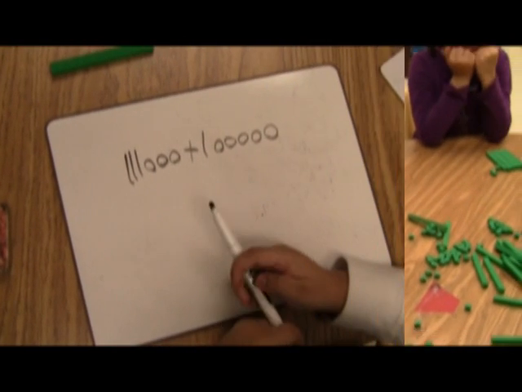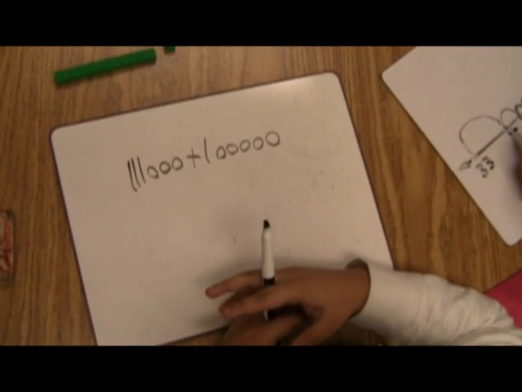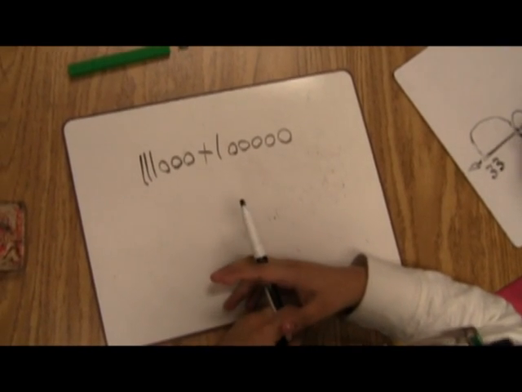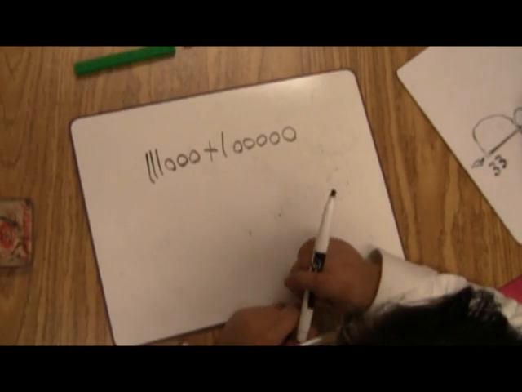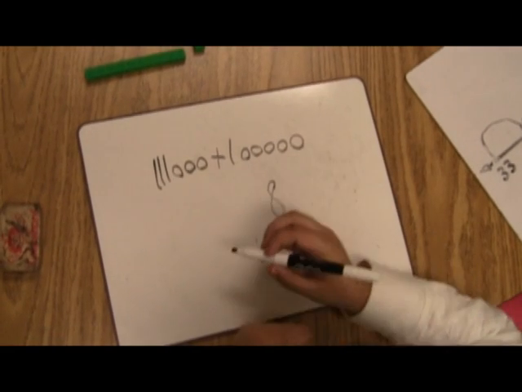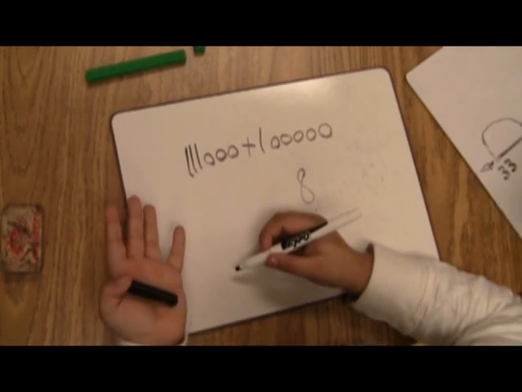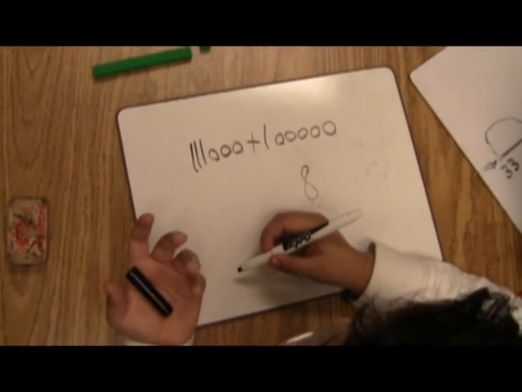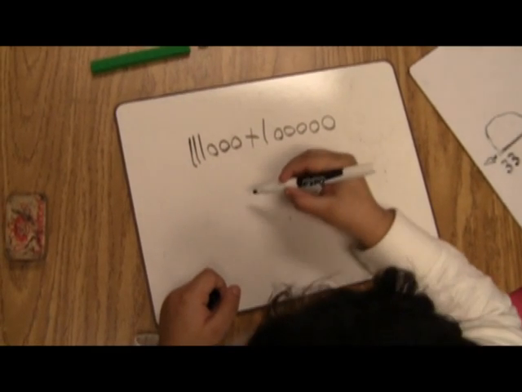Do you have enough to make a 10? Nope. No, so you don't have to regroup this time. So now what are you going to do? You might want to write that down that you have 8 ones. I have 4 10s. And how much is that? 40. Okay.